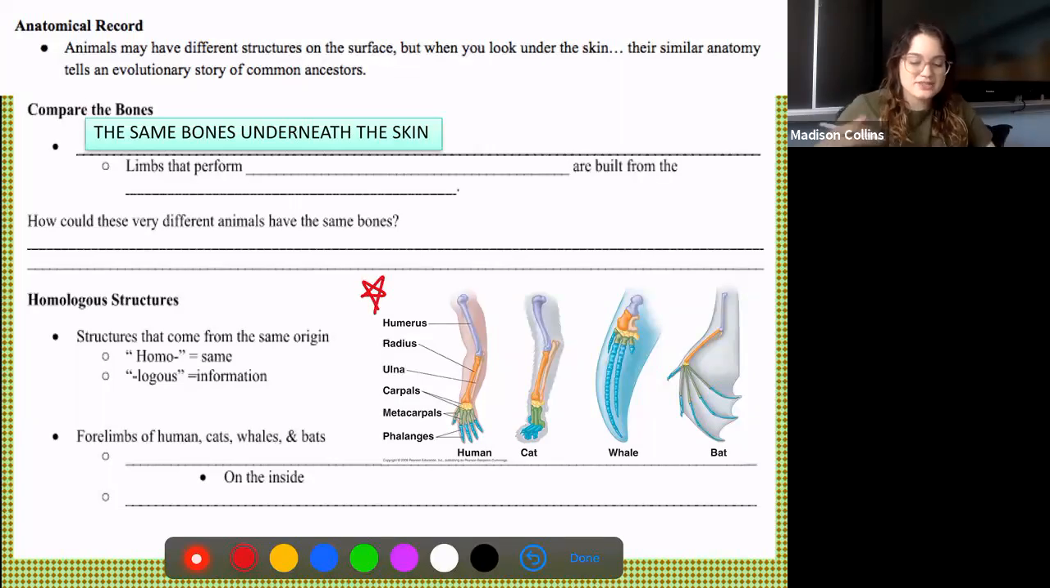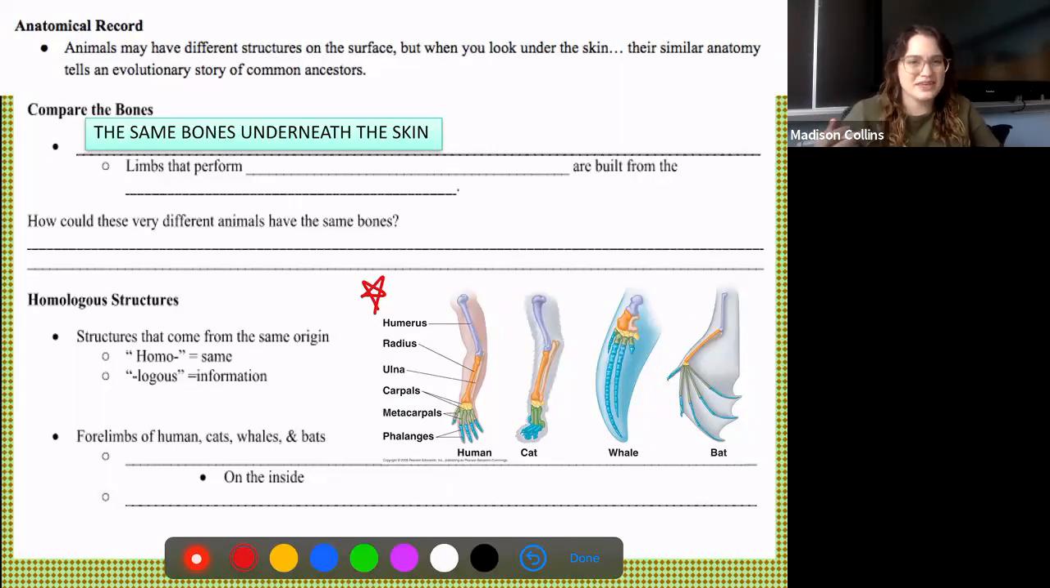We've got humans, cats, whales, and bats. Oh my gosh, that rhymed. On the surface, these organisms look really different, but if we actually look at the bones underneath the surface, we've got the same bones, guys. We've got the humerus, the radius, the ulna, the carpals, etc. And you can see that those are color-coded across the species. We have the same bones.